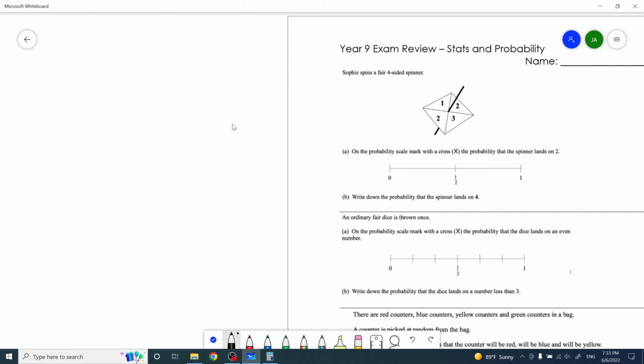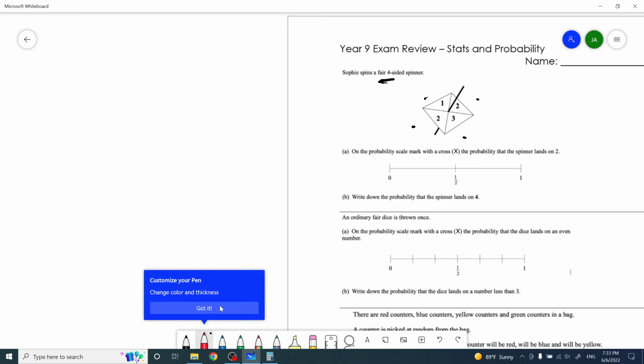So, our first question. Sophie spins a fair four-sided spinner. I do want to point out this word fair. Fair means that every outcome is equally likely. They all have the same probability. We could have biased, which is the opposite, where things may not have equal probability. Here, the spinner is fair, so everything on it is going to have the same probability of happening.